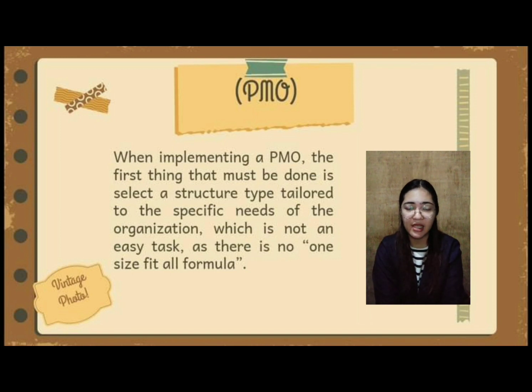When implementing a PMO, the first thing that must be done is select a structure type tailored to the specific needs of the organization, which is not an easy task as there is no one-size-fits-all formula. Organizations can be very different from one another in their needs, size, structure, and project management maturity, and selecting the right structure type is a key success factor.